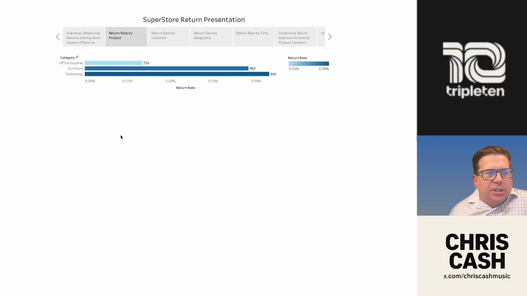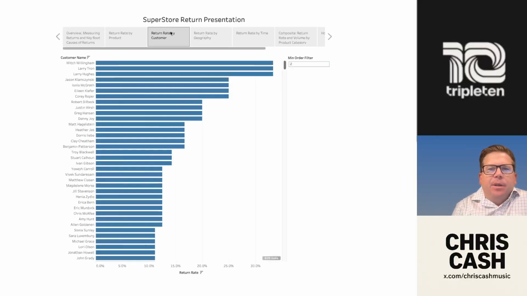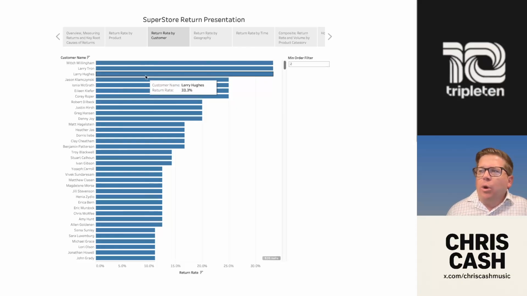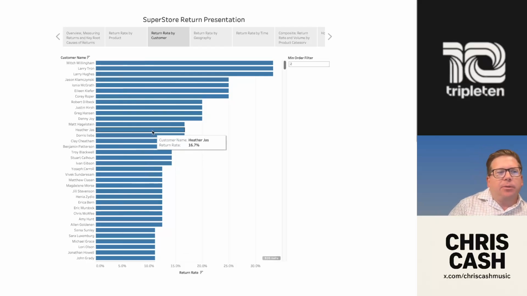I think what that shows is that we are not packaging it correctly, or the furniture, because it's bigger, is becoming a problem, but that's how that breaks down. The return rate by customer shows all of the major customers with at least 2 orders, so we can see why they are returning so much. We've got 33.3% for 3 different clients. What is the reason that those returns are coming back to us? Is it a regional thing? Where are these people located?